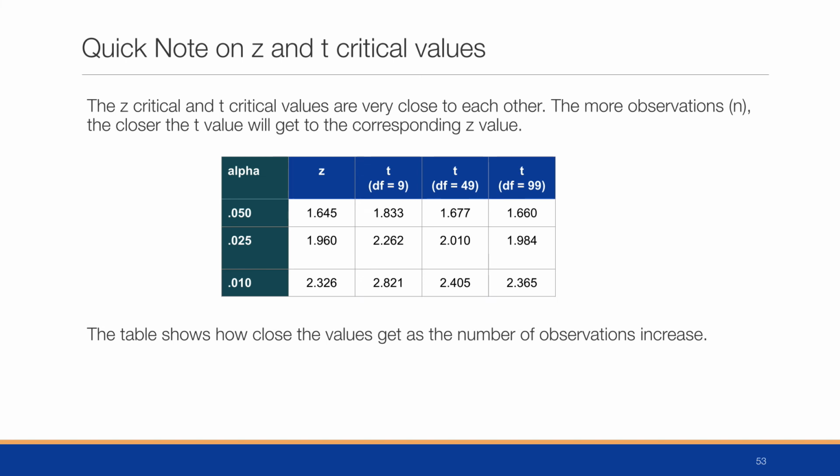Well, look what happens to the t-critical value as you get a larger number of observations and corresponding degrees of freedom. For the first row, it's 1.83, and then it goes to 1.67, and then it goes to 1.66, which is very, very close to that 1.645. With the 0.025 alpha value, t becomes 2.262, 2.010, 1.984. Again, it gets very close to z. So this table shows how close the values get as the number of observations increase.